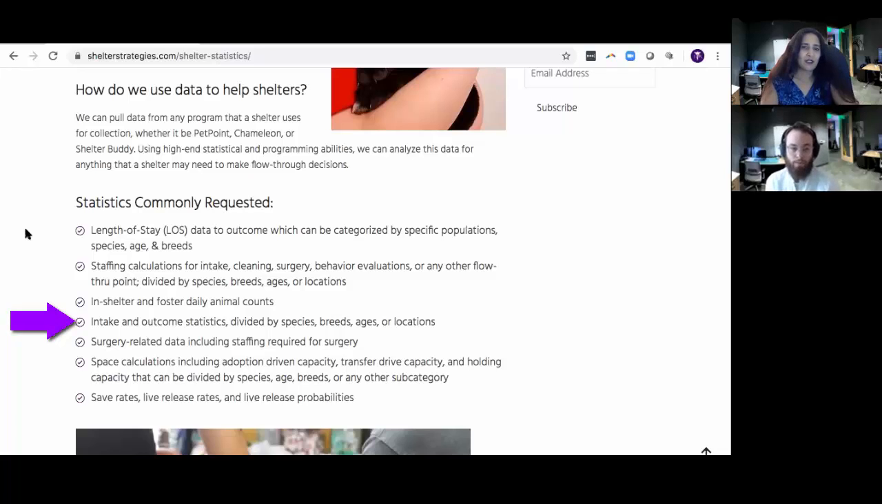I think that's really going to be more important, especially now as more animals are going into foster. And hopefully after the current COVID-19 situation, we will still see a lot of animals being housed in foster situations. So tracking that information will be really, really important for understanding where our resources are best spent.